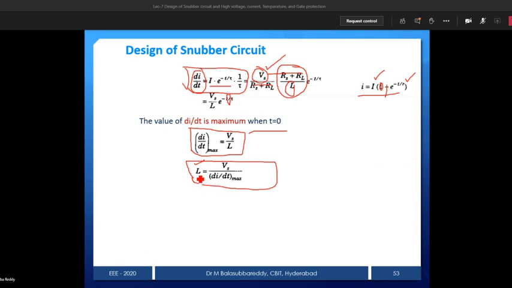So one formula is L is Vs by di by dt. Another one, I want dv by dt also. How will you get it? If the thyristor is open, let it be, what is the voltage across the device? Same as the source. But here, across the thyristor there is a resistor. So therefore whatever drop across the resistor is nothing but the voltage across the SCR.